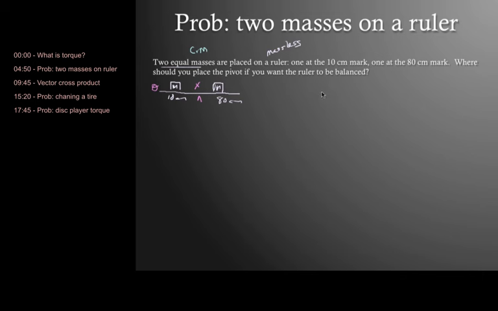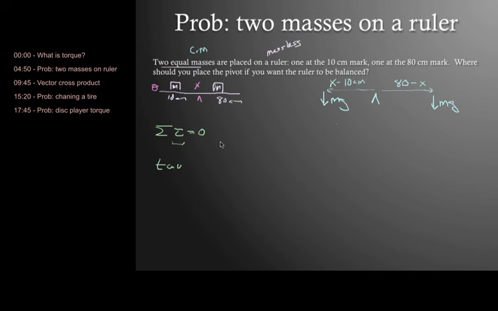So here we have one mg. This mg is going to be x minus 10 centimeters away from this pivot. And the other center of mass is going to be 80 minus x. And this guy's also mg. So if we want this ruler to be balanced, what we want is the sum of our torques to be 0. And torque is this Greek letter tau. So we want the sum of these torques to be 0.